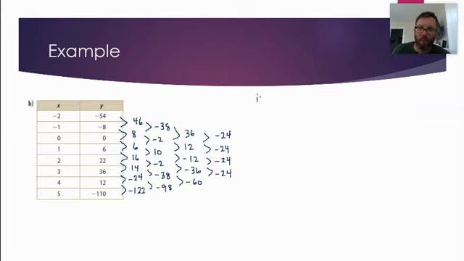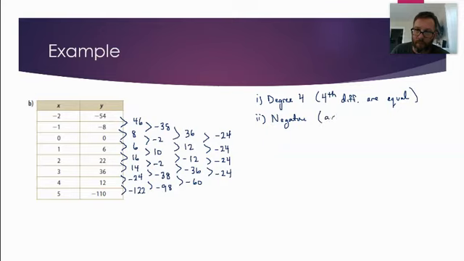So, which degree is this polynomial? It's degree 4. The fourth differences are equal. What's the sign of the leading coefficient? It's going to be negative. The value of a is going to be less than 0. And again, we know this because the fourth differences are negative as well.